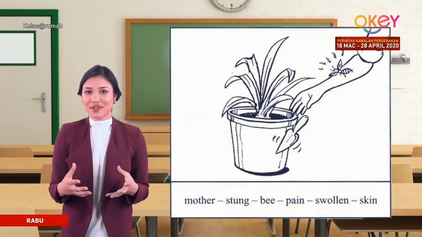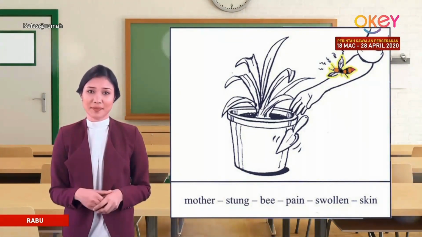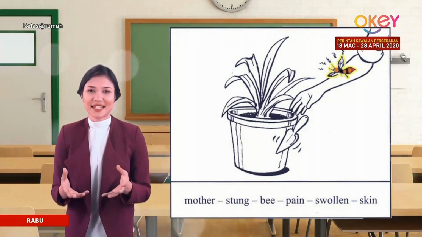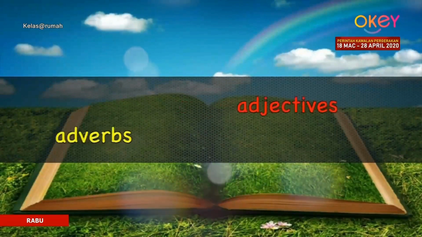It is understood from the picture and the notes given that the mother was stung by a bee. How can we expand this idea and describe more about the picture? Here, you should use adjectives and adverbs to describe the situation. Now, let's think of adjectives you can use to describe the bee and the mother's skin. Also, think of the adverbs you can use to describe the bee's action and the mother's reaction towards the bee.